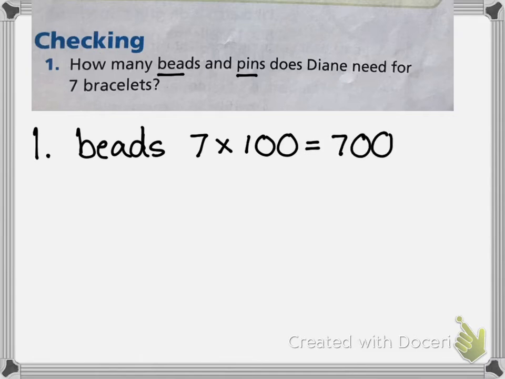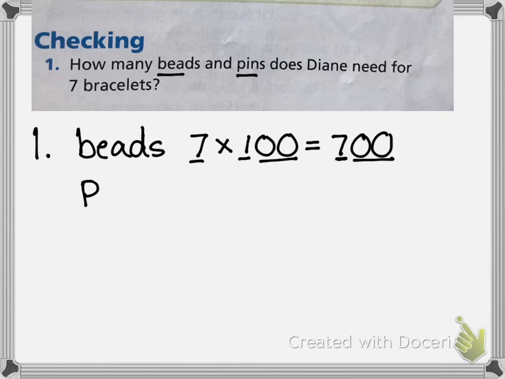And we can see when we look at this that we have 7 times 1 is 7. How many zeros do we have in the answer? 2. Sort of like counting by tens. It's a little easy when you just think about the trick to it. Okay, and pins. How many pins for 7 bracelets?